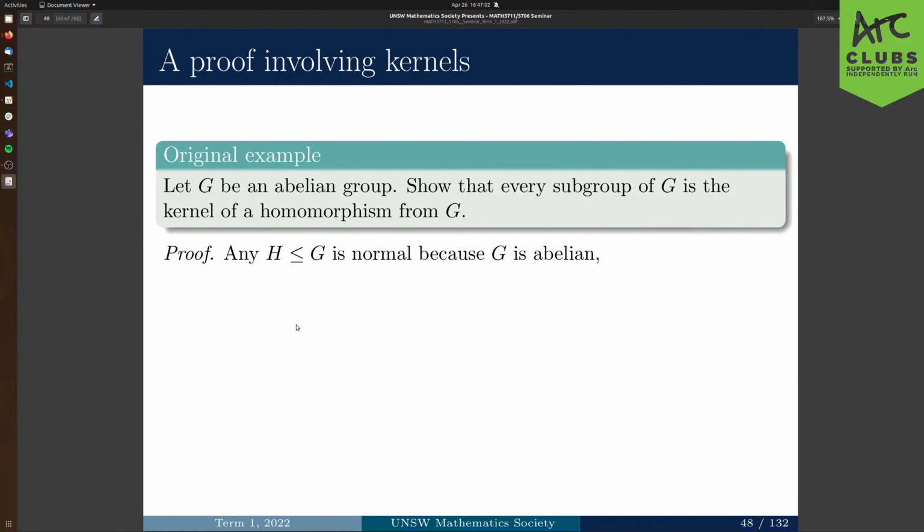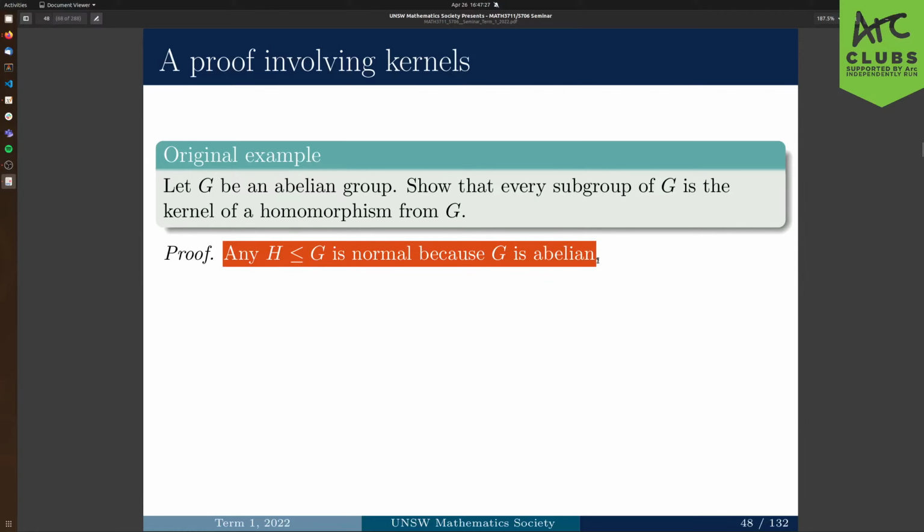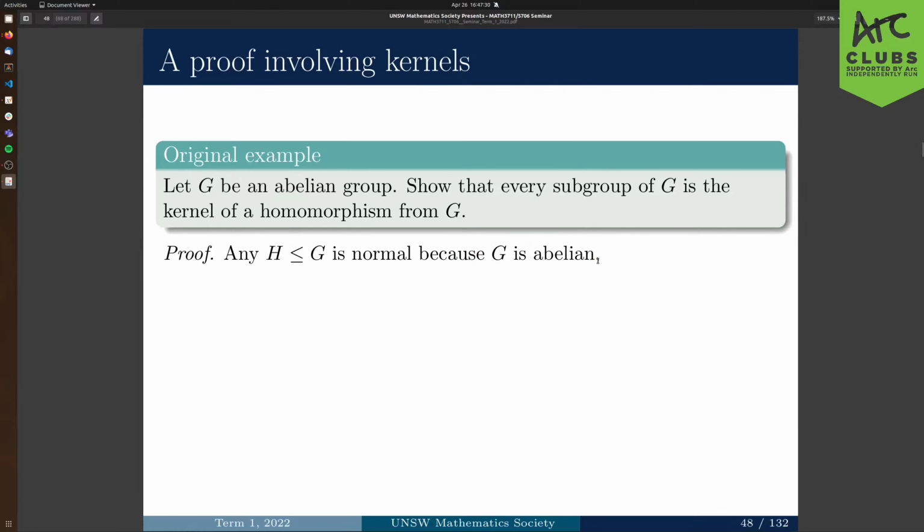So let's talk about a proof involving kernels. So let's say G is some Abelian group. I want to prove that every single subgroup of G is the kernel of a homomorphism from G. So if I remember back to what I was talking about earlier, I've actually got it on the slide here, any subgroup of an Abelian group is going to be normal. So I can say that for any subgroup H, which I'm looking for a homomorphism which has this group here as its kernel, I know that this thing is a normal subgroup.